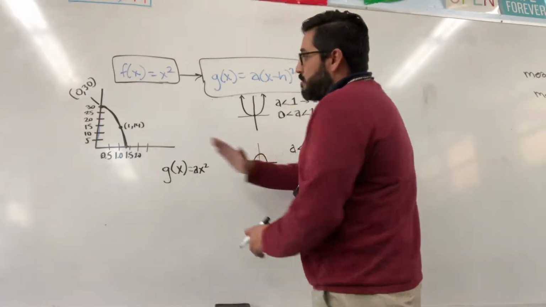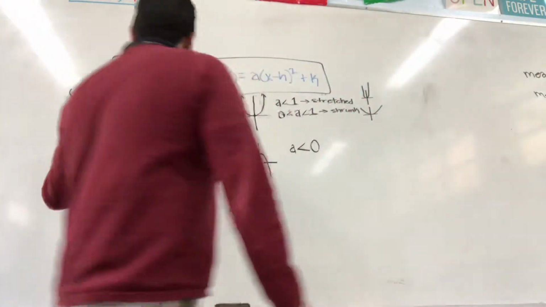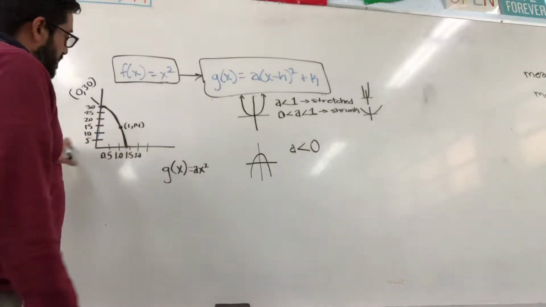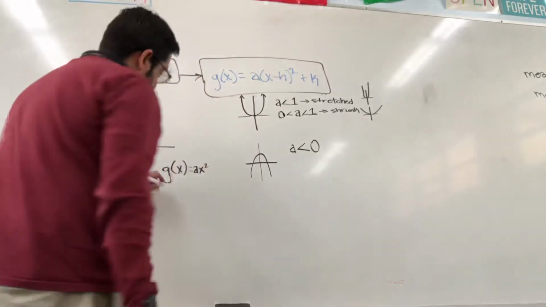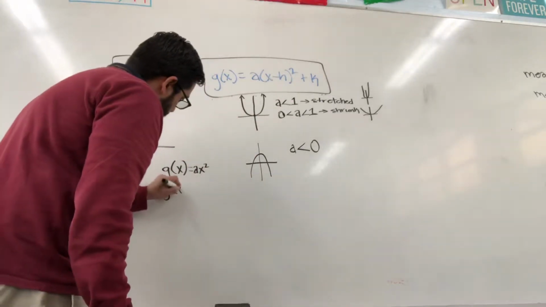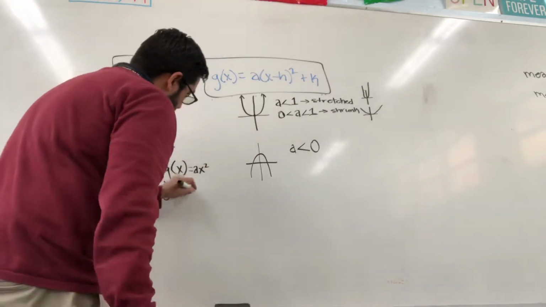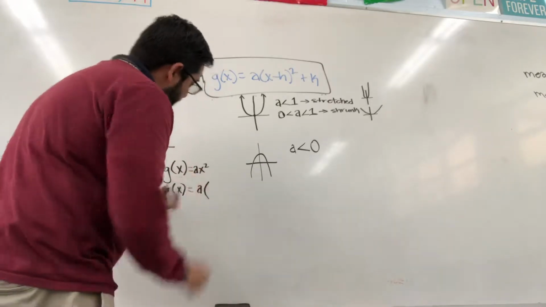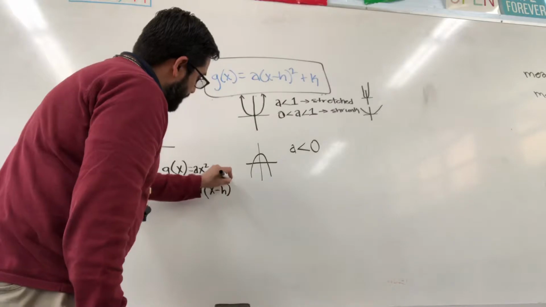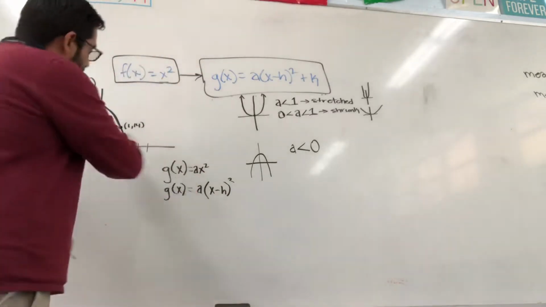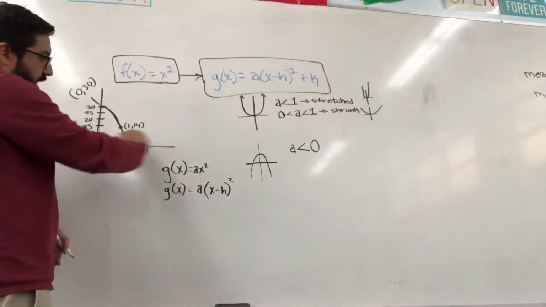In order to move our function horizontally, we are going to add an h to our x. So we're going to multiply a times x squared, and we're going to subtract an h from x. And that's going to move it along our x-axis.